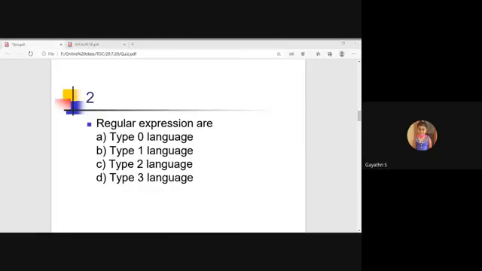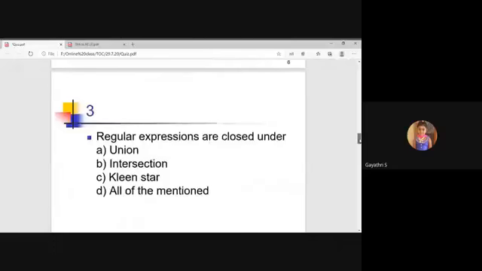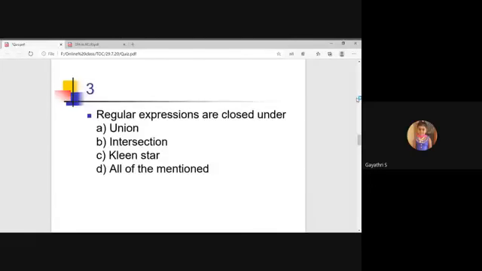Just follow the bottom-up approach. Type 3, actually. So type 3: the finite automata as well as regular expressions both come under type 3. Type 2, context-free. Type 1, context-sensitive. Type 0, recursively enumerable. Just follow the bottom-up approach. Next, regular expressions are closed under what?